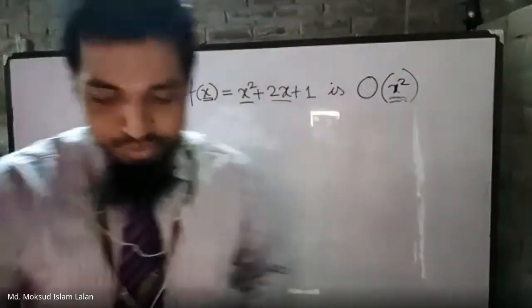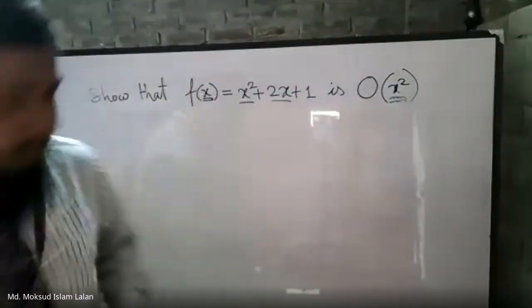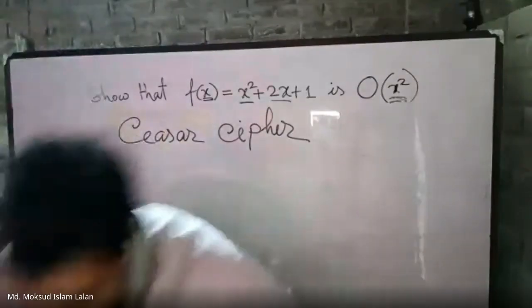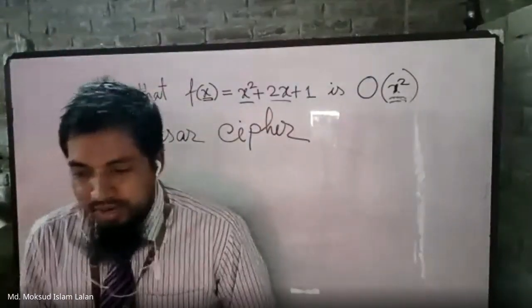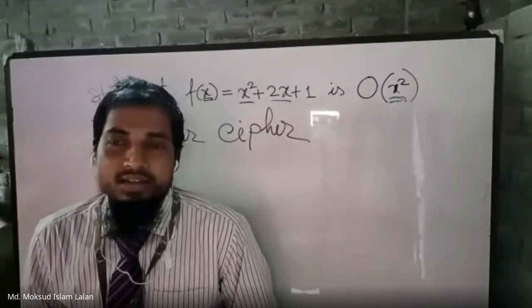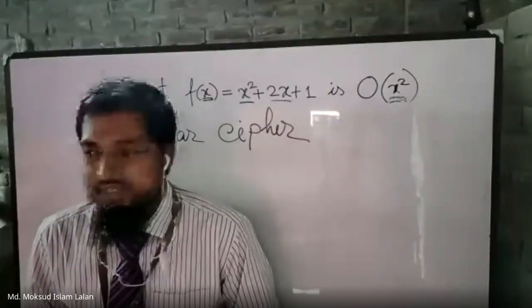Have you heard the name Caesar cipher? No, sir. I mean encryption and decryption, something like this. How can you encrypt data or decrypt data? Huh? I mean secret code. Yes, sir.